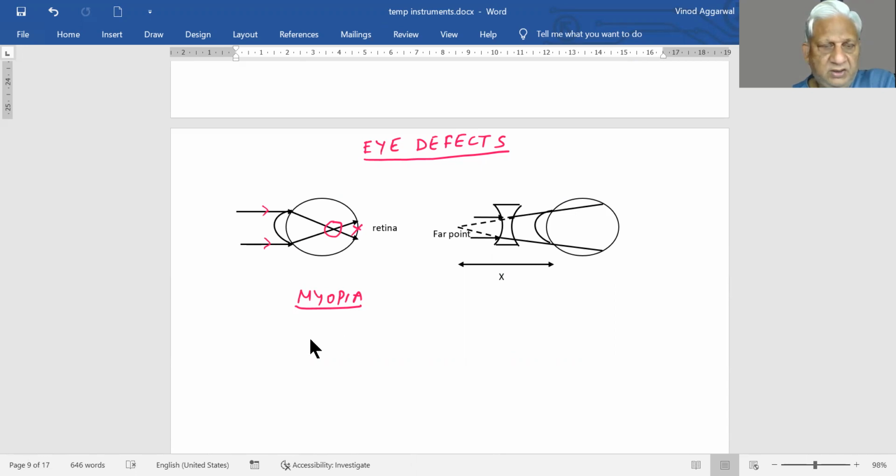And if we call this X, then the power of the lens used is equal to 1 over focal length in meters, which is equal to minus 1 over X, because this lens's focal length is negative.